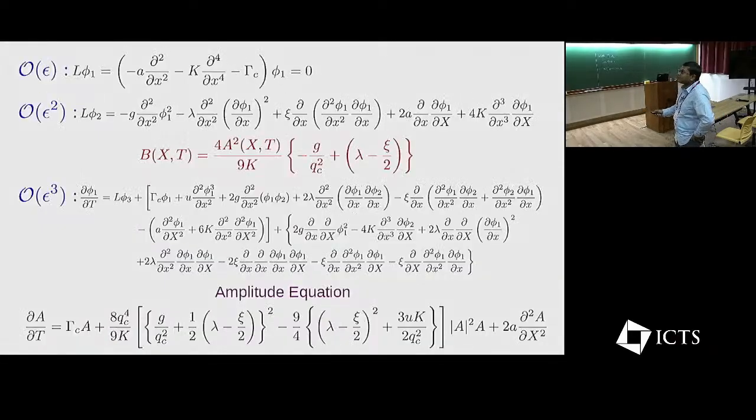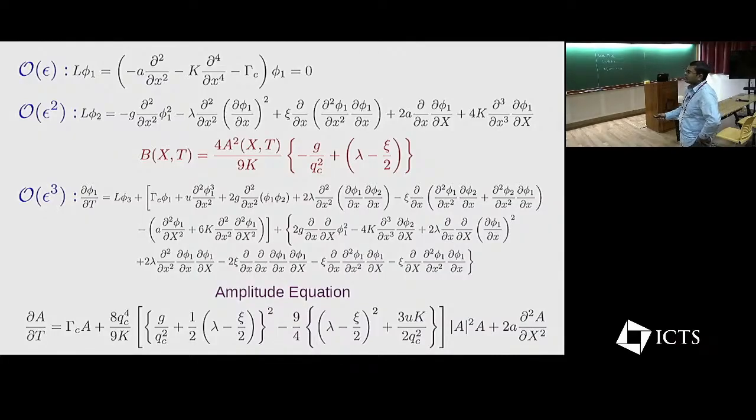At order epsilon, we get the linearized dynamical equation, which is obvious, and then at order epsilon square, this is what we end up with. So this gives a relation between the first nonlinear term and the linear term, A and B. Okay. At the order of epsilon cube, this is the first time we get a time derivative of our phi 1, the dominant mode, the dominant amplitude.